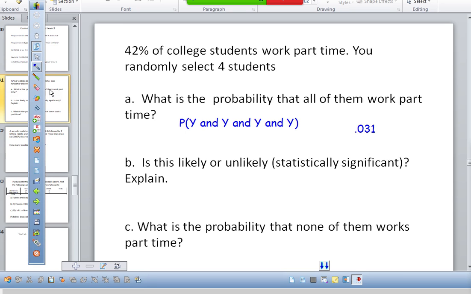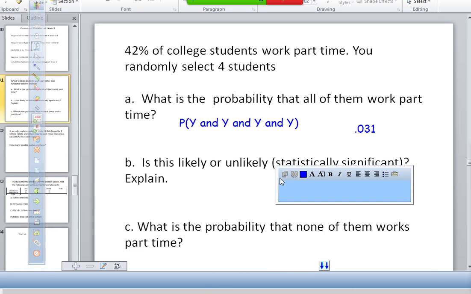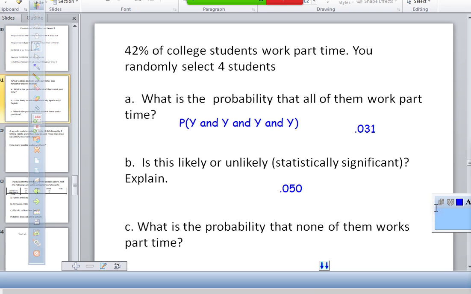If you're not sure, then type it out. Give it the same number of decimals. 5%, 0.050. Give it the same number of decimals, and that makes it easier to compare them, right? It's harder if they have a different number of decimals. So yeah, 31 is less than 50. So this is unusual, it's unlikely, because it's less than 5%.